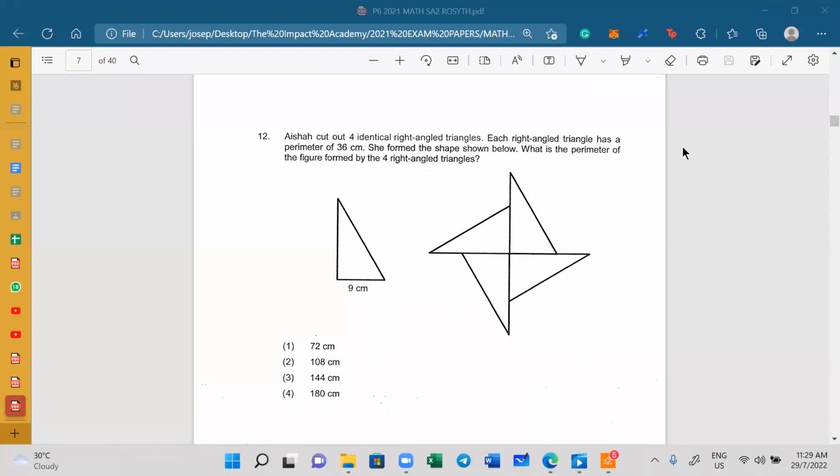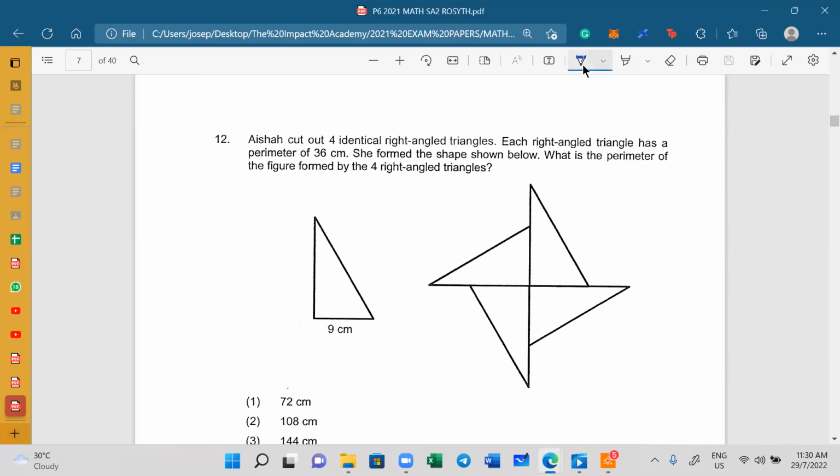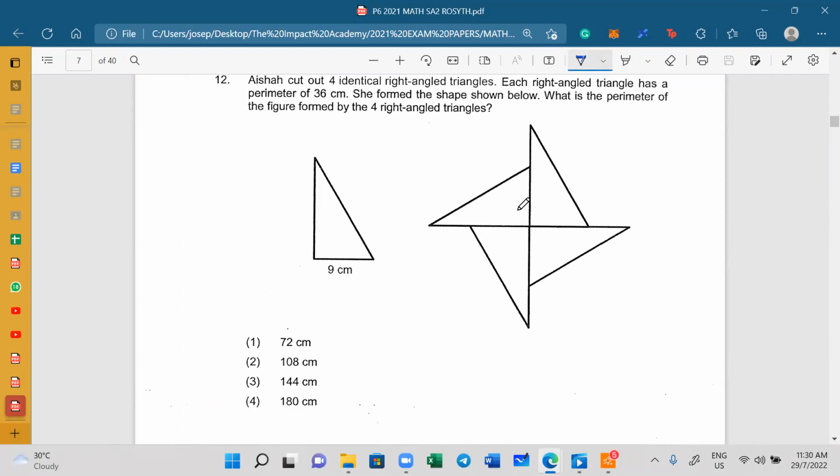Hi everyone, today we are looking at P6 2021 SA2 ROSYTH paper 1 question number 12. You can see over here, this is an area and perimeter question. Let's start by reading the first sentence.